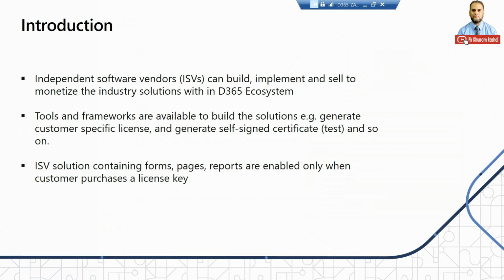Then, what is included in the ISV solution? It includes all the objects within D365. They can be forms, pages, reports, or various other objects available in the AOT solution within Visual Studio. Those can be linked up with the license key, and they will only be shown once you apply the license to the specific environment. Only when the customer purchases the license key will these forms, objects, or reports be available to use.